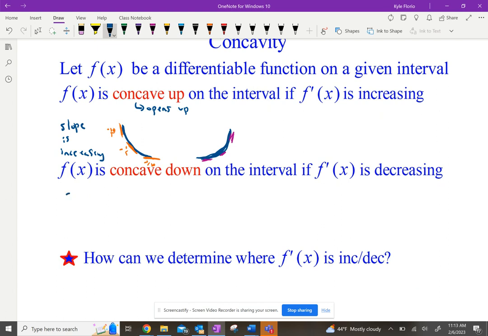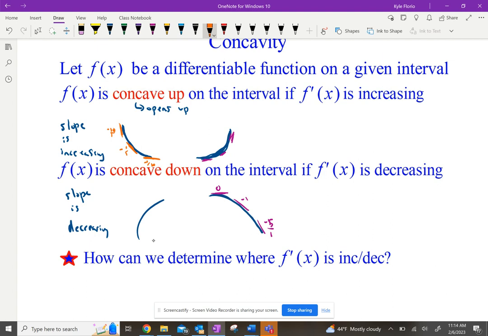To be concave down, the slope is decreasing. So something like this, or like this. This one will be easy to convince you that the slope is going from almost 0 to -1 to -5. So it's getting steeper and steeper and more and more negative because it's decreasing. Now here it might be a little bit harder to convince you that the slope is decreasing.